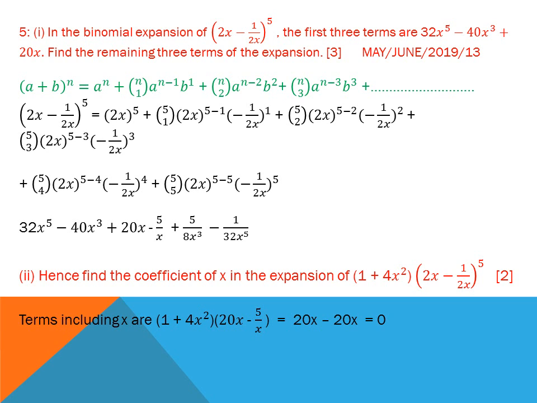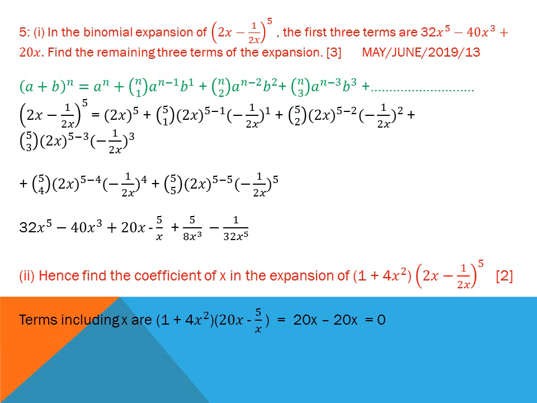In question number 5, in the binomial expansion of 2x minus 1 over 2x whole power 5, the first 3 terms are given: 32x power 5 minus 40x cube plus 20x. Find the remaining 3 terms of the expansion. It means we need 6 terms here, because 3 terms are given and we have to find the other 3 terms.